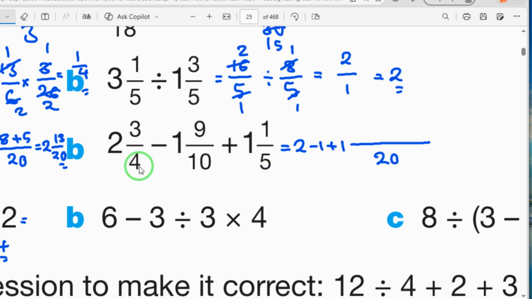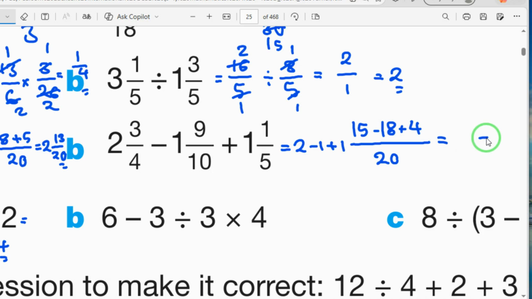20 divided by 4 gives us 5. 5 times 3 is 15. We write here 15. Minus, we remain this minus or negative in this part. 20 divided by 10 gives us 2. 2 times 9 is 18. We write here 18. Plus, this sign is plus. We write here plus. 20 divided by 5 gives us 4. 4 times 1 is 4.